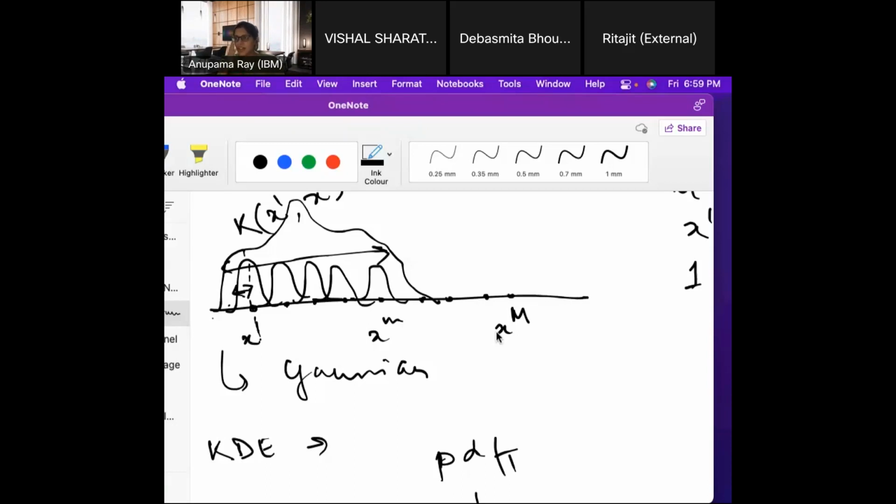Okay, one more question: how are you using RBF in quantum kernels? Well, that we can easily use.